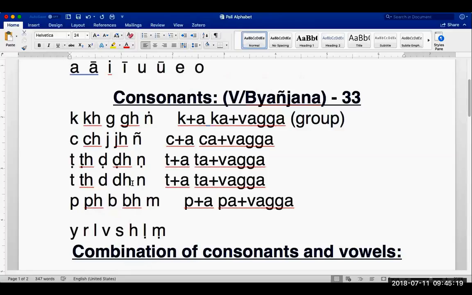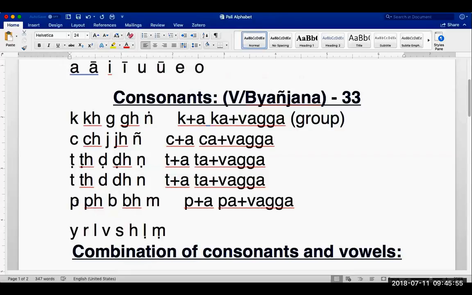So this is how you need to know the difference between the two Tavaggas. When we use Roman script for Pali, we use a dot underneath for the retroflex one, and without the dot it becomes the dental one. So the pronunciation is different. You need to know that. There will be some words with these two letters, and there will be a different meaning.